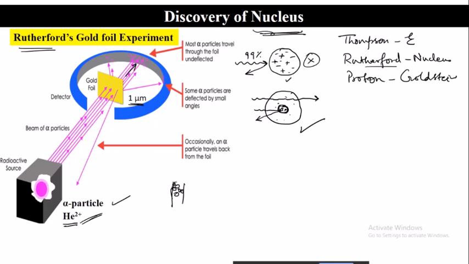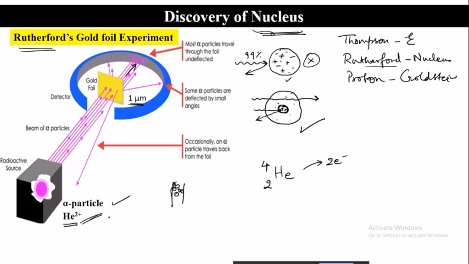Sir, alpha rays are made up of positively charged particles, helium ions? Yes, helium, He 4 2. So its atomic number is 2, mass number 4. So He2+ means we are removing the 2 electrons. So it is gaining the 2 plus charge. It becomes He2+.